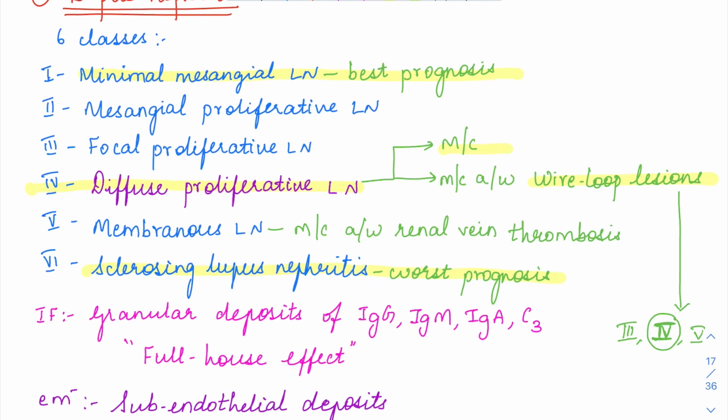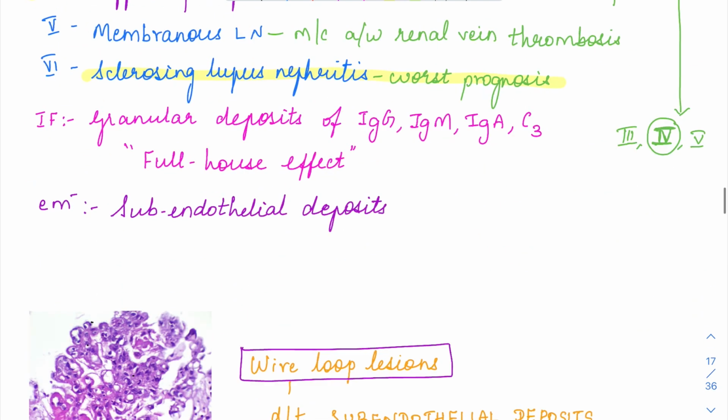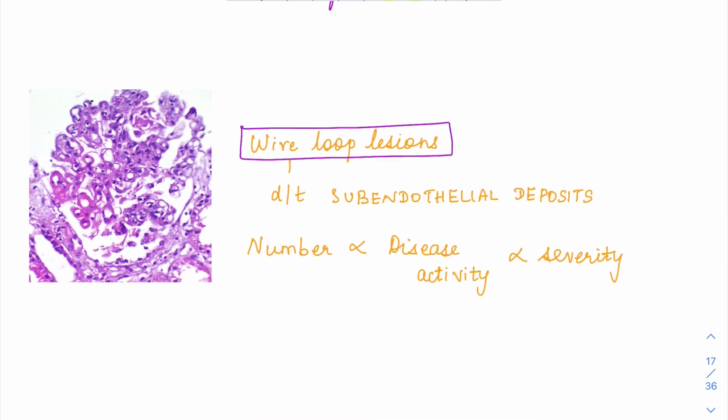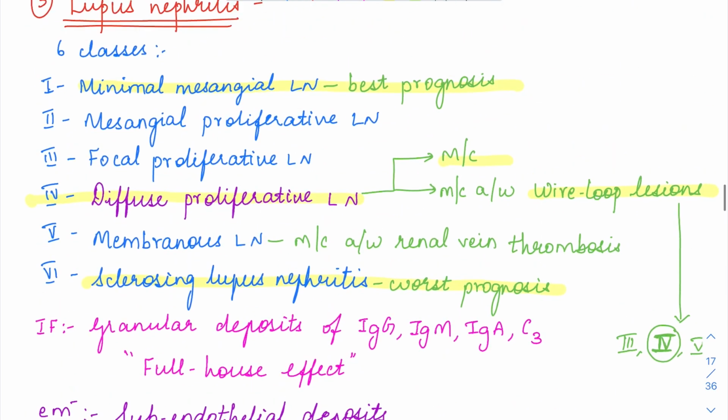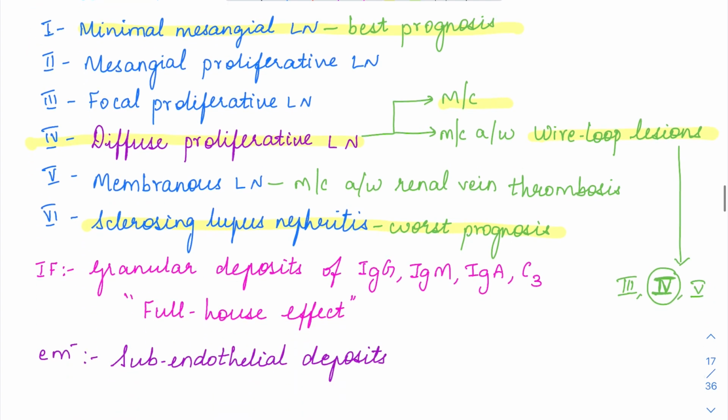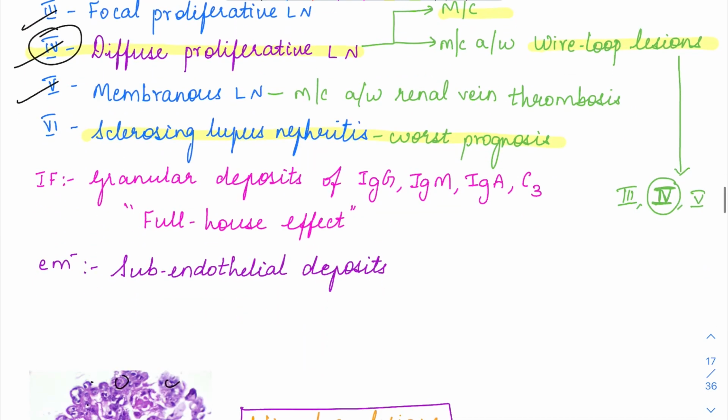So in type 3 hypersensitivity, there is going to be immune complex deposition, and here the location of the immune complexes will be subendothelial. Subendothelial deposits will give the classical feature of wire loop lesion. So these are the wire loops seen here. In this image, this is the normal glomerulus, but here it is all thickened around the capillaries. You will have a thickened kind of appearance, and these are called wire loop lesions. Wire loop lesions can be seen in classes 3, 4 and 5, but most commonly in class 4, which is also the most common pattern of lupus nephritis. So in diffuse proliferative lupus nephritis, you see wire loop lesions most commonly.